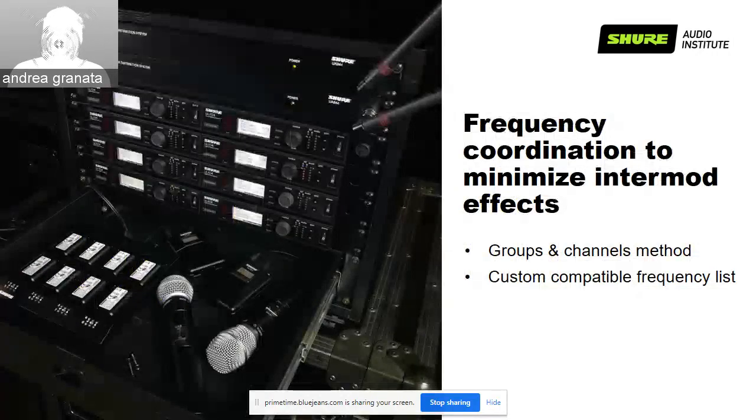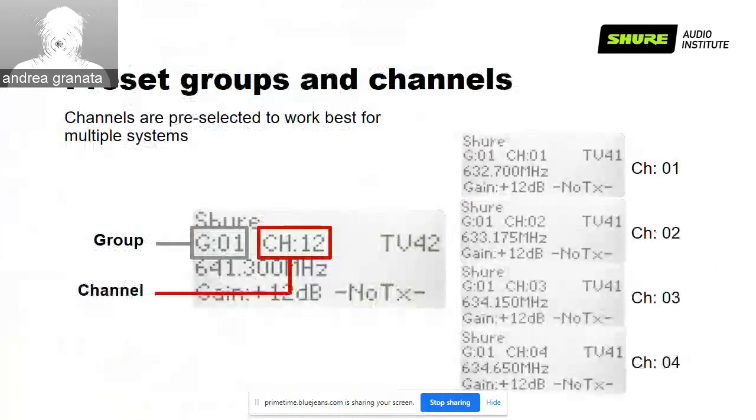So frequency coordination obviously needs to minimize intermod effects. As I said, we may use software to do it, and this would make our life much easier. But sometimes we may find ourselves not having software or not needing software. The easiest way that all the manufacturers provide to users is to use preset groups and channels. So every device has a list of compatible frequencies divided into groups.